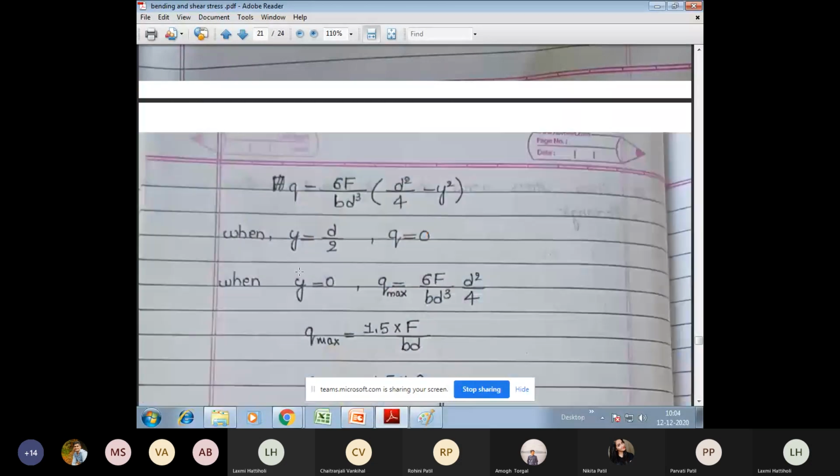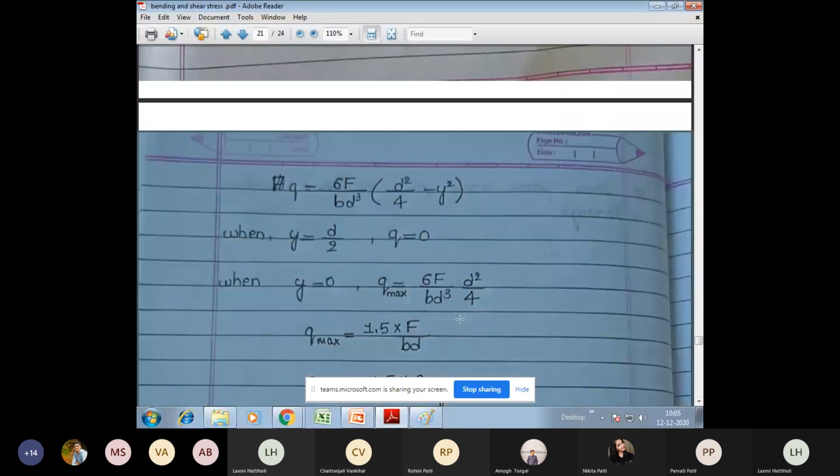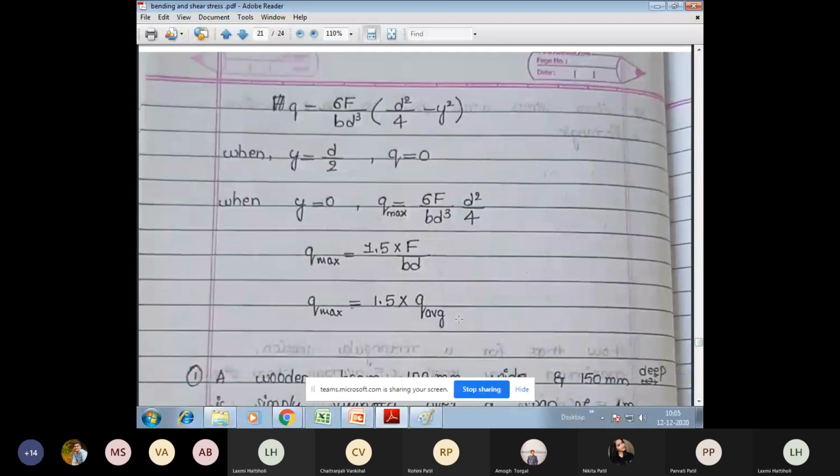But when Y is equal to 0, in the sense at the neutral axis, it becomes equal to 6F divided by BD cube into D square by 4. Now this 6 by 4, take the ratio properly, you will get 1.5. So now here I can say that Q maximum, or the maximum shear stress, is 1.5 into F divided by BD. F divided by BD is nothing but the average shear stress. So I can simply write Q maximum is equal to 1.5 Q average shear stress.